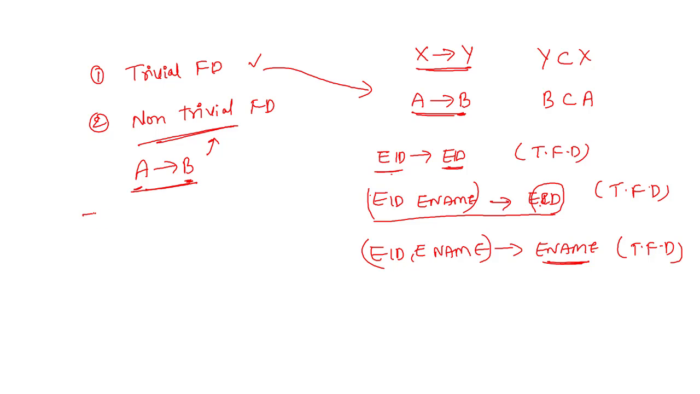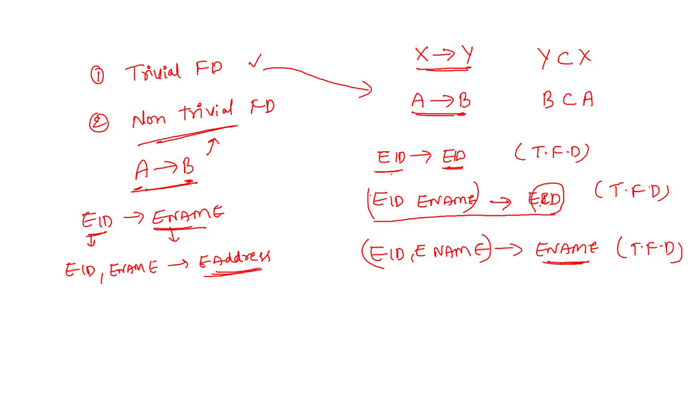For example, I have employee ID implies employee name. You can see here ename is not a subset of EID. We have only one attribute here, and also one attribute on the right side. So ename is not a subset of EID. For example, if I have EID and ename can determine e-address, is this e-address a subset of EID and ename? No. So we can say this is a non-trivial functional dependency.